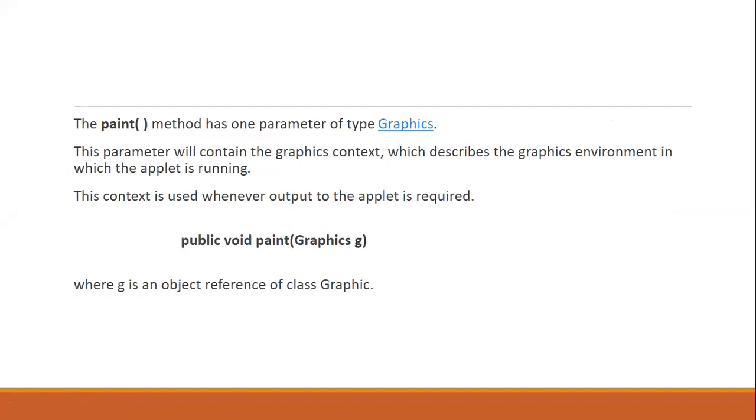So the paint method has one parameter of type Graphics. This parameter will contain the graphics context.